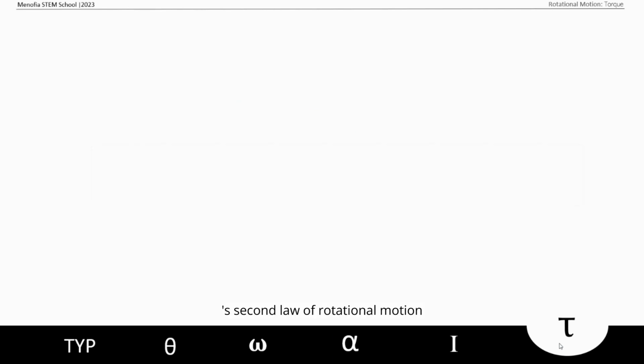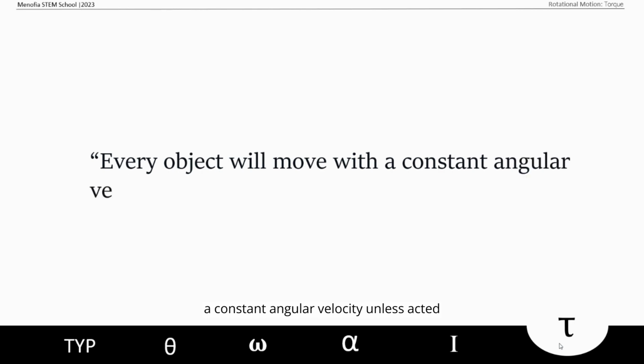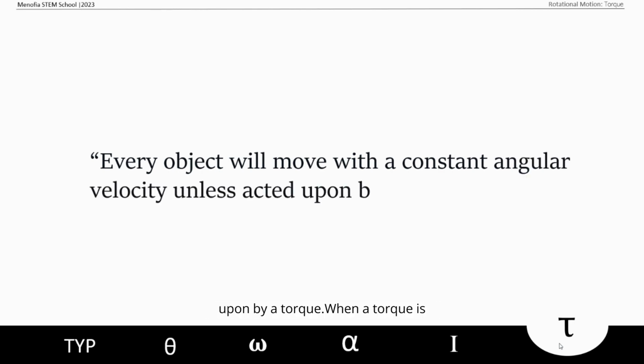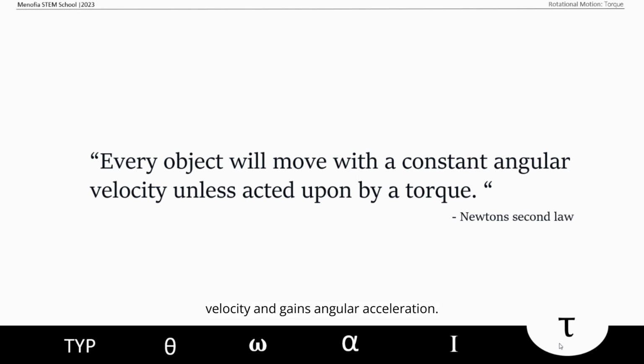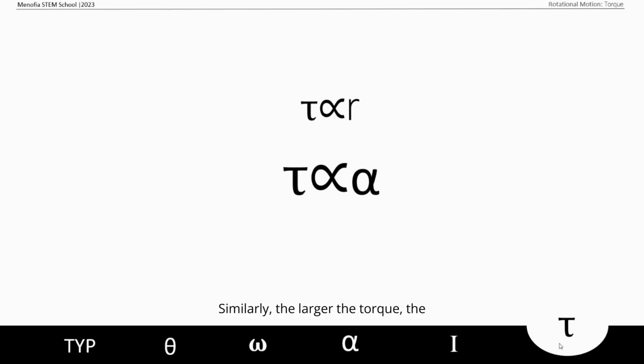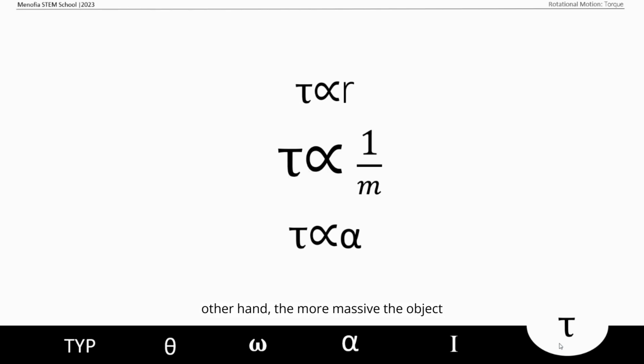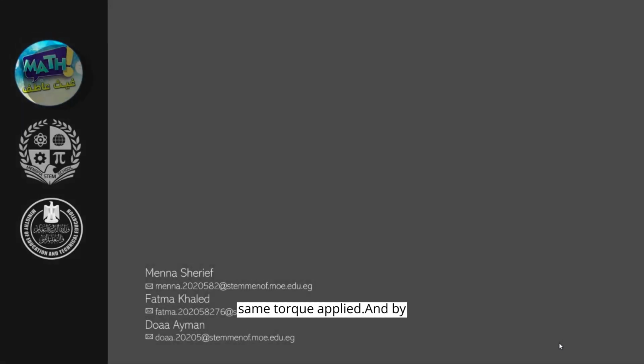Newton's second law of rotational motion states that every object will move with a constant angular velocity unless acted upon by a torque. When a torque is applied, the object changes its angular velocity and gains angular acceleration. The further the force is from the rotation axis, the higher the torque and the angular acceleration. Similarly, the larger the torque, the higher the angular acceleration. On the other hand, the more massive the object is, the slower it accelerates for the same torque applied.